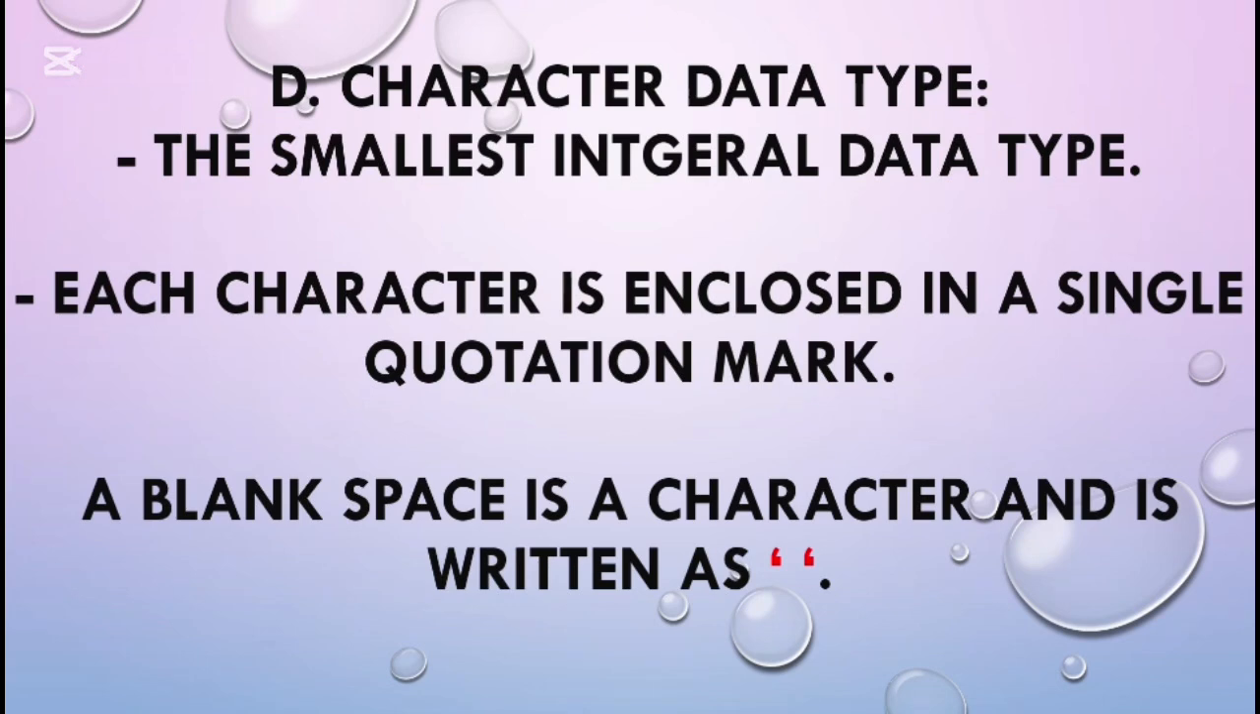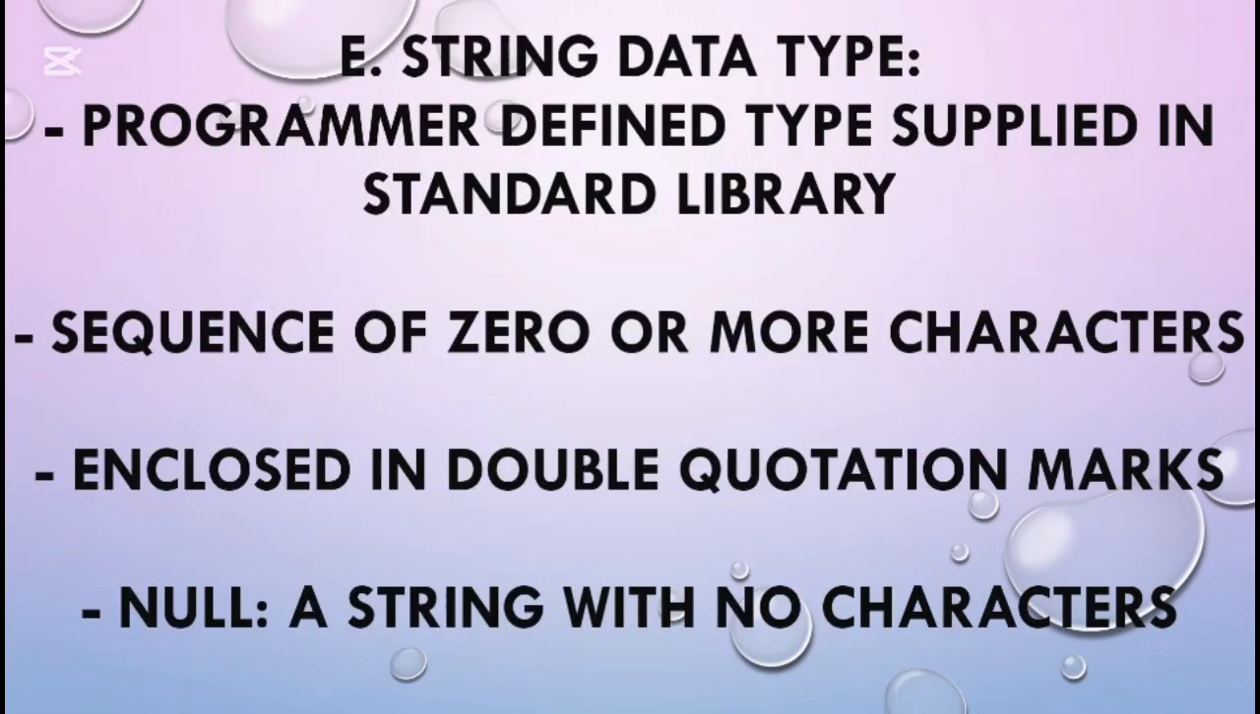The character data type is the smallest integral data type. Each character is enclosed in single quotation marks. A blank space is a character and is written as single quotation marks on each side with nothing in it. This means that the character is a subset of the integer data type. If I have string data and character data, the difference is that a string is enclosed in double quotation marks, whilst a character is enclosed in single quotation marks.